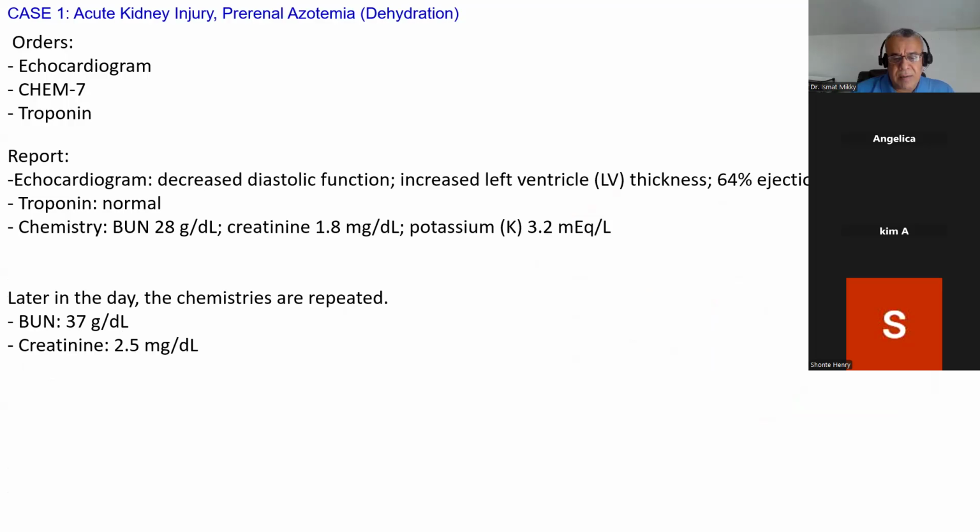This is the site in the ascending limb of the loop where about 25% of the sodium is absorbed in the nephron. And you know furosemide is also potassium-losing, so it fails to reabsorb potassium, and the potassium is lost in the urine. So we have a potassium-losing diuretic, which is furosemide.